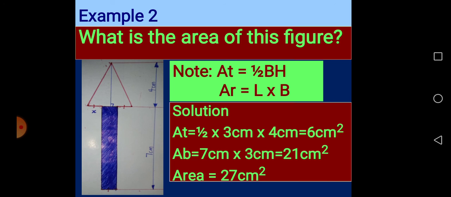Now, area of R, that's the area of the rectangle, is 7 centimeter times 3 centimeter, which will give you 21 centimeter square. So the area of the shape will be the sum of the two together, that is area of the triangle and the area of the rectangle. That will give you 6 plus 21, and that's 27 centimeter square. So I want you to do those 2 activities.